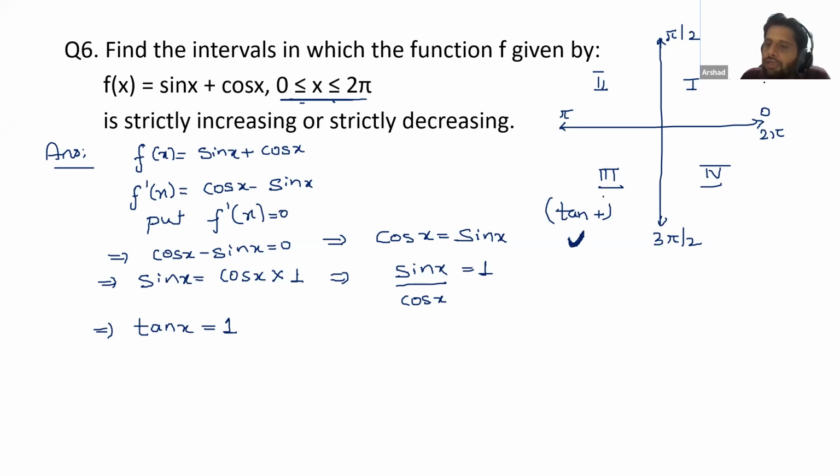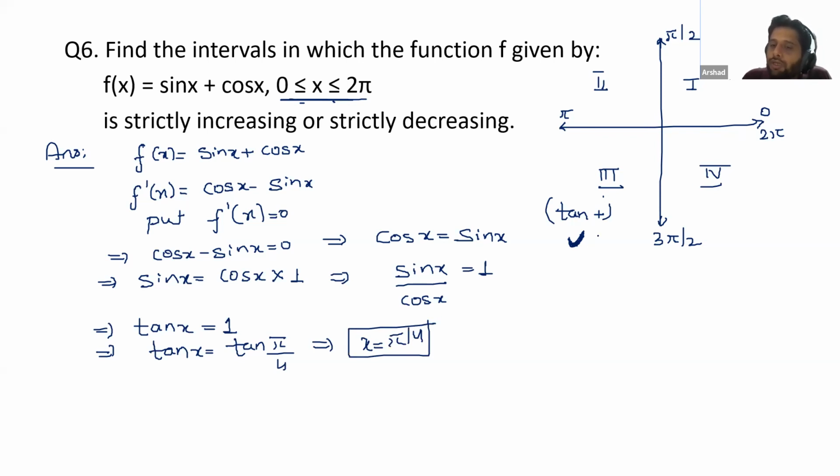Anyone can tell me an angle in the first quadrant for which tan x is 1? So 45. 45, very good, Abdul. So we can write like this, tan x is equal to, in place of 1, we can write tan pi by 4. So we will get x is equal to pi by 4. So pi by 4 lies in the first quadrant. Here we get an angle which is pi by 4.